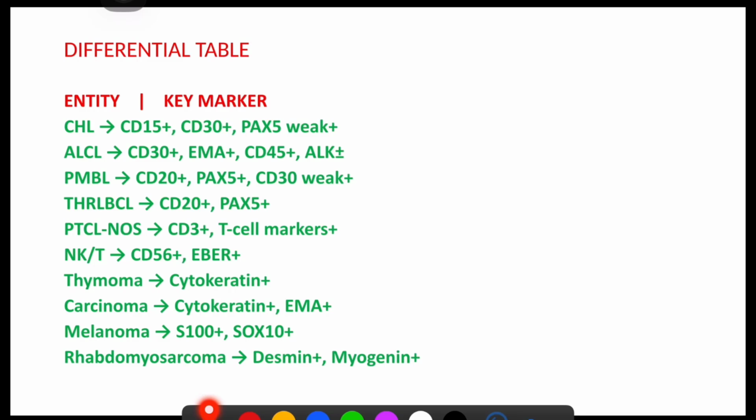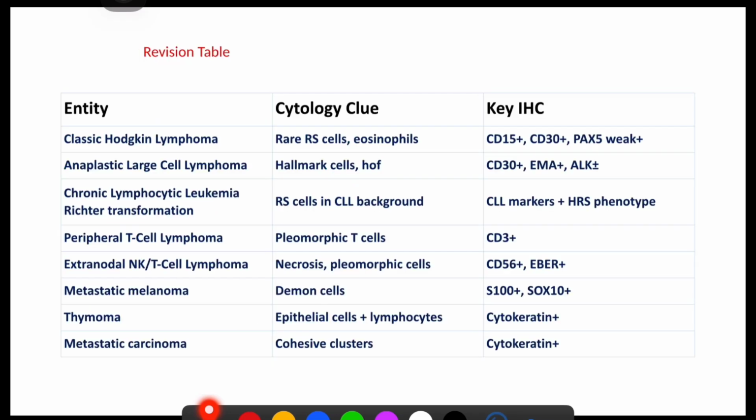So this is the differential table where these are the entities where you can use these IHC markers to differentiate from each other. So this is the revision table. In classic Hodgkin's lymphoma, the clue is RS cells and eosinophils. Anaplastic large cell lymphoma, hallmark cells and perinuclear hof. Chronic lymphocytic leukemia, Richter transformation, RS cells in CLL background.